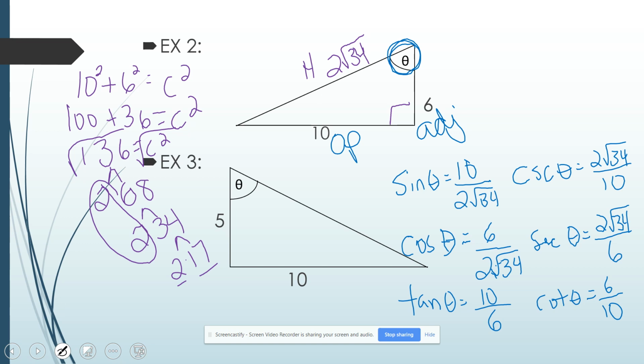Now remember, these are all fractions, so we do have to make sure that they're simplified and also that we have rationalized our denominator. So I'm going to start over here with our sine theta. 10 and 2 I can reduce to 5 and 1. I also have to make sure I rationalize that denominator. So I'm going to multiply both the top and the bottom by the square root of 34. So my sine theta is 5 square root 34 over 34.